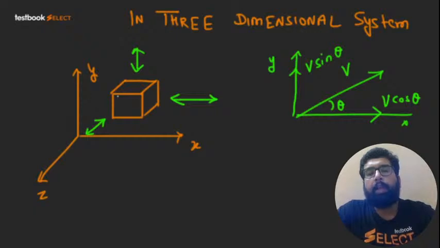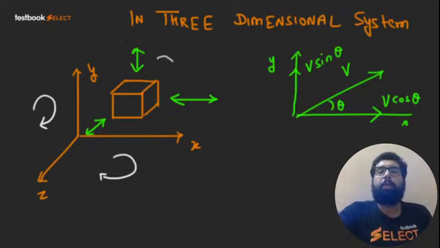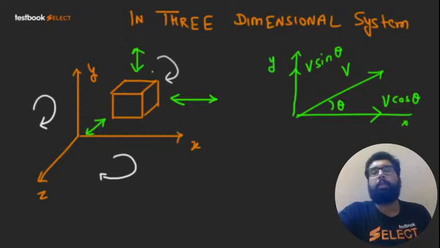Now this body can rotate about x, right? So if the body rotates about x, it will be rotating in the yz plane. If this body rotates about y, it would be rotating in the xz plane. And similarly, if this body is rotating about z, it would be rotating in the xy plane. Okay, so how many independent motions? Clockwise, anti-clockwise doesn't mean anything.